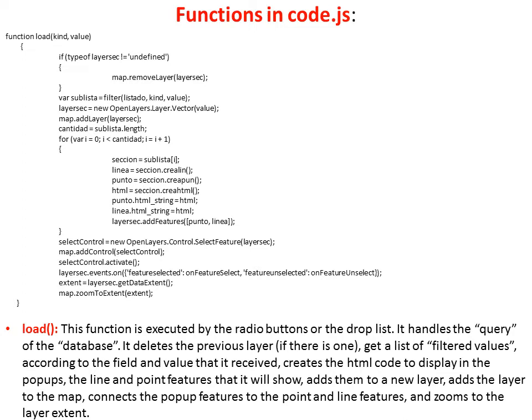And here we have the load function, executed by the radio buttons or the drop list. It handles the query of the database, deletes the previous layer, gets a list of filter values according to the field and value that it received, creates the HTML code to display in the pop-ups, creates the line and point features that will show, adds them to a new layer, adds the layer to the map, connects the pop-up features to the point and line features, and zooms to the layer.